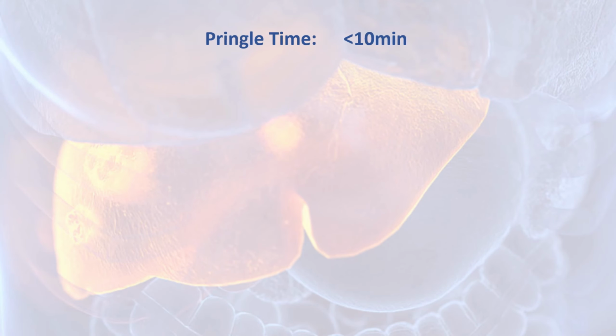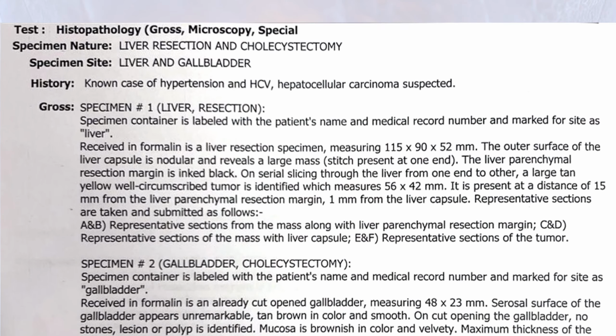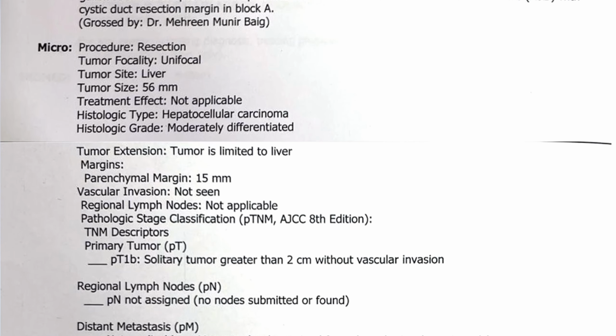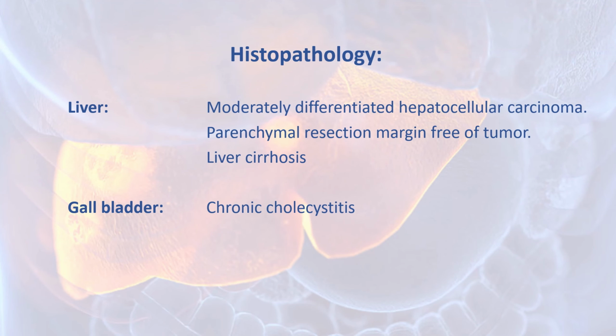Pringle time, less than 10 minutes. Blood loss, less than 100 milliliters. Total surgery time, 2.5 hours. Post-op hospital stay, 3 days. Post-operative care includes monitoring of liver function and drain output, followed by early ambulation and diet resumption. Final histopathology reports: moderately differentiated hepatocellular carcinoma, parenchymal resection margin free of tumor, liver cirrhosis, and chronic cholecystitis.